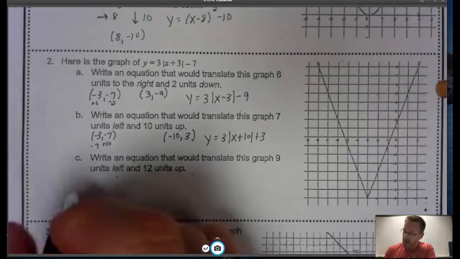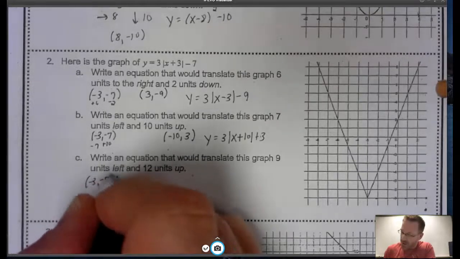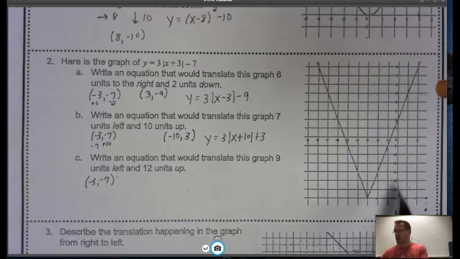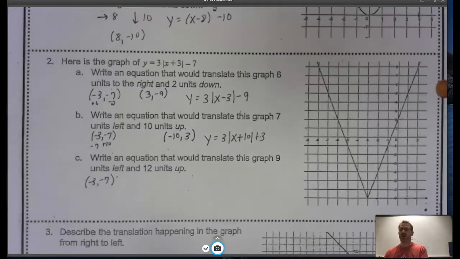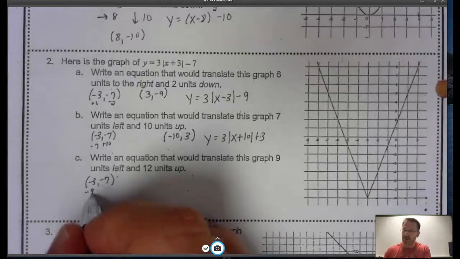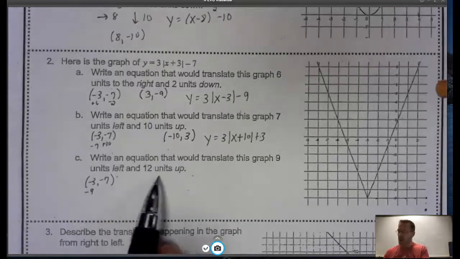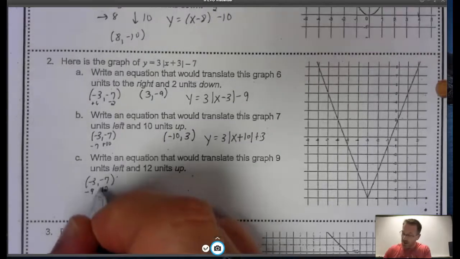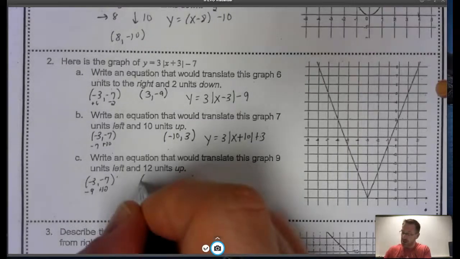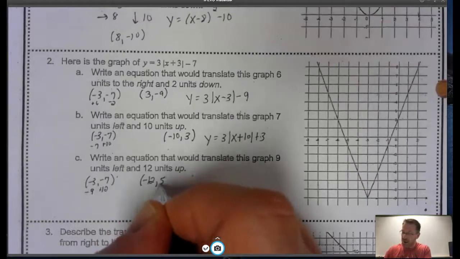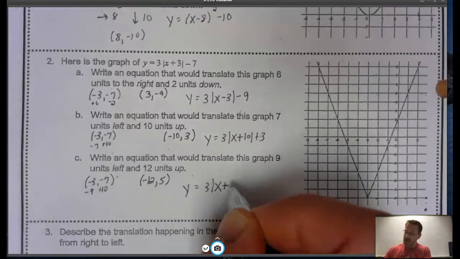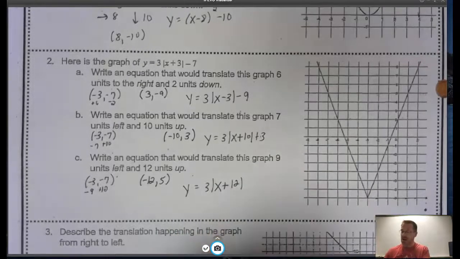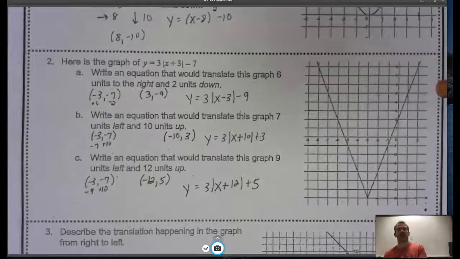All right, so once again, I really like the idea of writing down where I'm starting, just in case I can't see it all on my graph. And notice this time I'm going to the left 9 units. So if I'm going to the left 9 units, I need to subtract 9 from that x. And then I'm going to go up 12 units, so I'm going to add 12 to that. So my new vertex should be -12 and 5. So y equals 3, and then x negative, and a negative makes that a positive on the inside, and then I get my plus 5 on the outside. So there you go. That's how we translate functions.